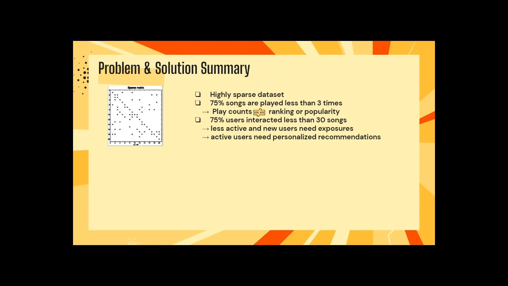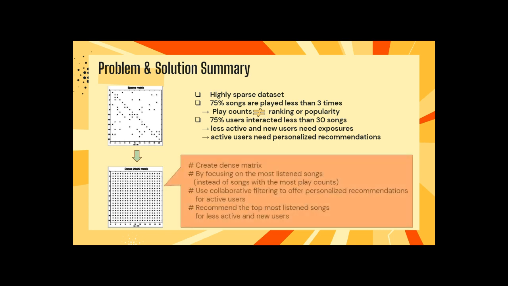Let's say some songs are listened by certain users more than 1,000 or 2,000 times, but they are rare cases, and these rare cases are not helpful in recommending songs for other users. So to build a better recommender system, to increase user song interactions with this highly sparse interaction metrics, we need to focus on the most listened songs and offer personalized recommendations for active users who already have interacted with many songs by using some similarity-based collaborative filtering. And for less active and new users who have not listened to those popular songs, recommend the top most listened songs to increase their exposure to popular songs.